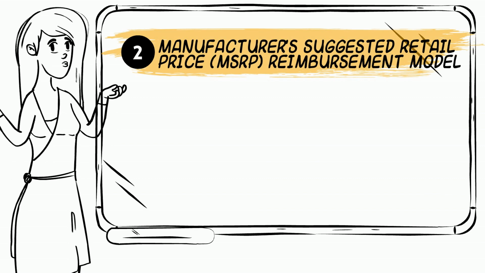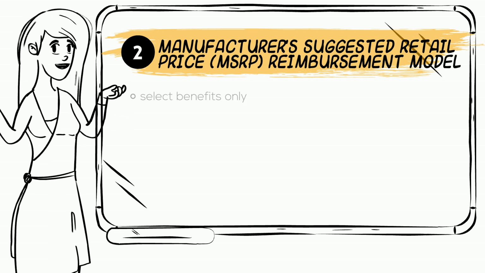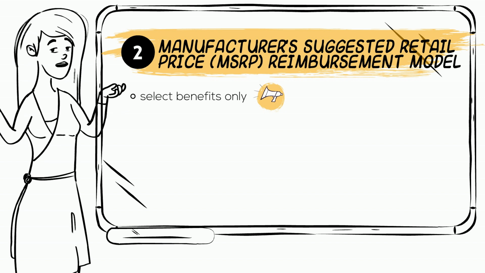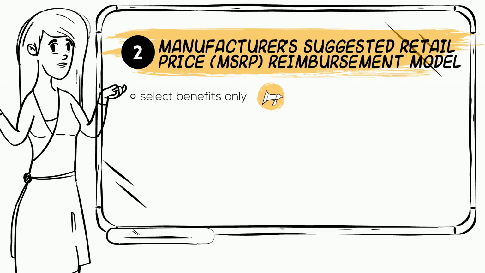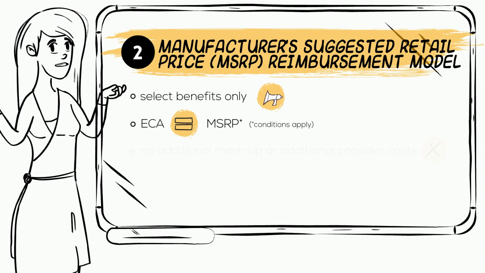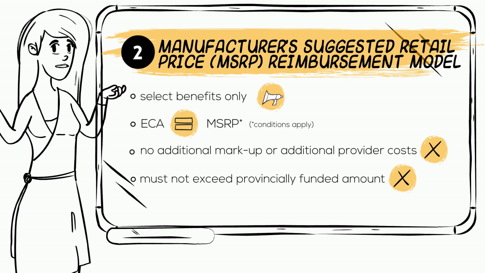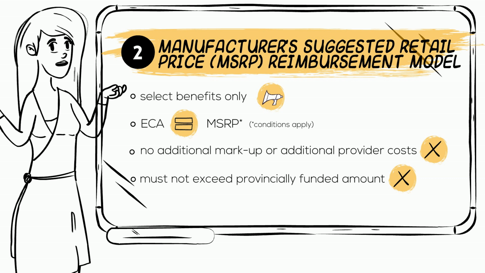Now let's take a closer look at the Manufacturer's Suggested Retail Price, or MSRP Reimbursement Model. This model applies to select benefits only, as specified in the price files. In the MSRP model, payment is based on the item's MSRP price. However, there are a few important notes to remember under the MSRP model when determining your ECA. First, no additional markup or other eligible costs can be added to the MSRP price. Secondly, the MSRP must not exceed amounts funded by provincial or territorial public health plans for that specific benefit.